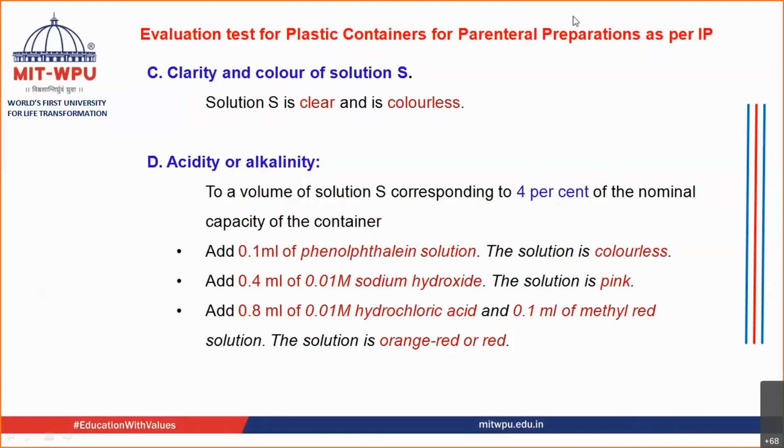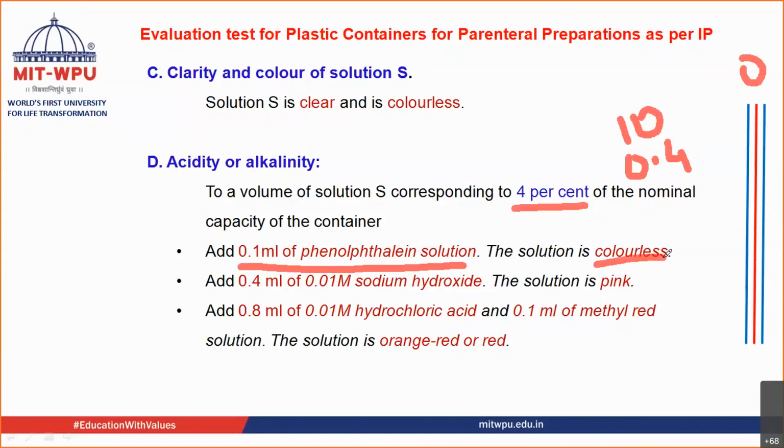The next thing that you are going to check is the acidity and alkalinity of that solution S, right? How we do this is we take near about 4% of the nominal capacity of the container. For example, if the container is of 100 ml, then we take 4 ml. If the container is of near about 10 ml, then you take 0.4 ml, and so on. In that we are going to add 0.1 ml of phenolphthalein solution. The solution should remain colorless, right?